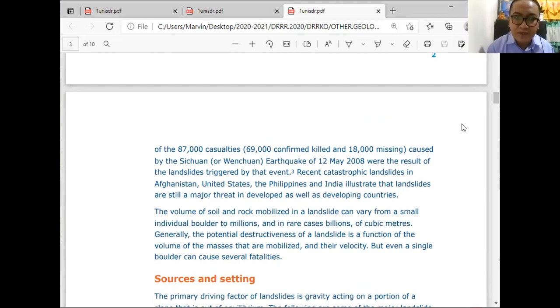So nakita po dito, no, we have a casualty of 87,000, with 69,000 confirmed killed and 18,000 missing, caused by the Sichuan or Wenchuan earthquake on May 12, 2008, which were the result of the landslides triggered by the event. Recent catastrophic landslides in Afghanistan, the US, the Philippines, and India, as well, illustrate that landslides are still a major threat in developed as well as developing countries. So yun po yung nakita po natin sa pangyayari po about landslide.